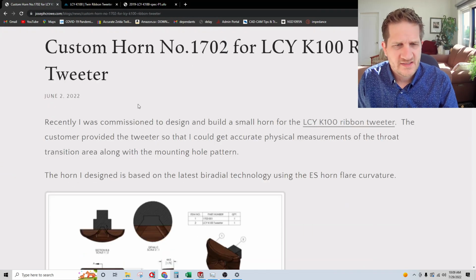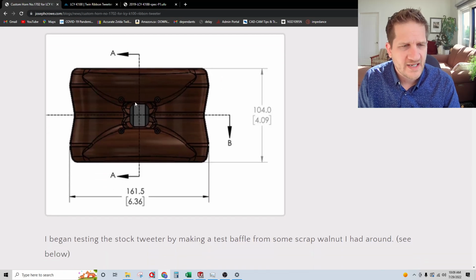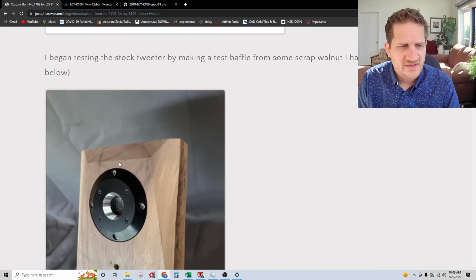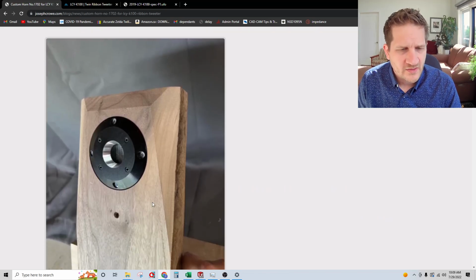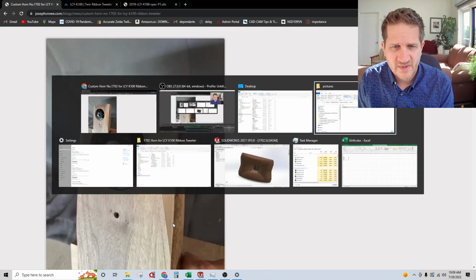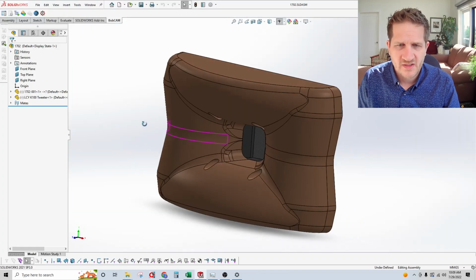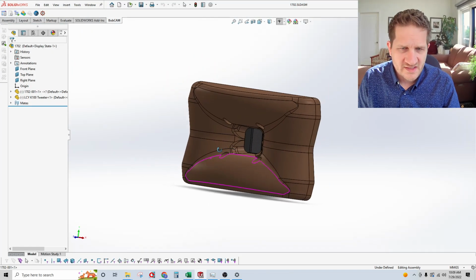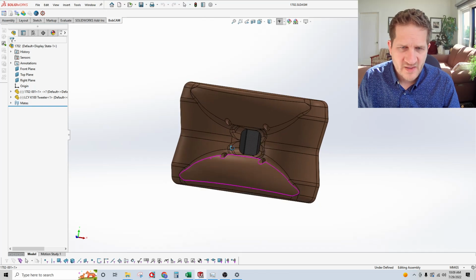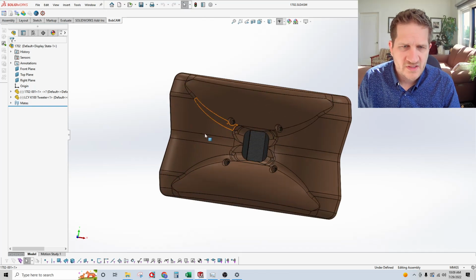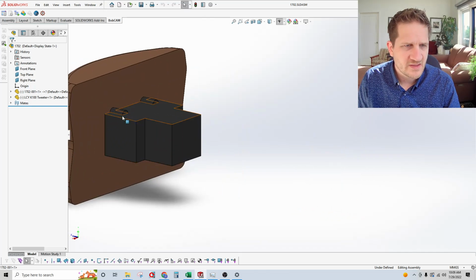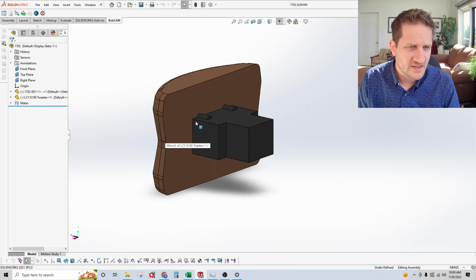So this is the horn that I came up with, measures about 16 centimeters wide. It's solid hardwood. And so actually I'm going to skip right to my SolidWorks screen here, just so you can see the horn in more detail. Now I was able to use the existing screws to mount the horn. And so it just simply mounts such as like you see there.